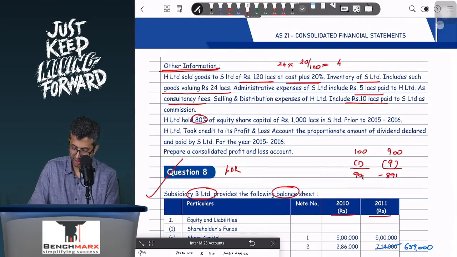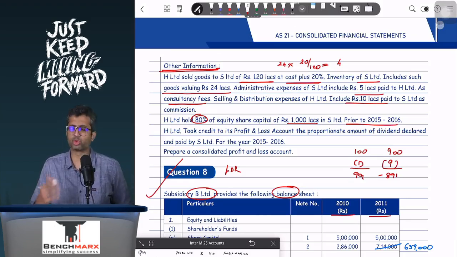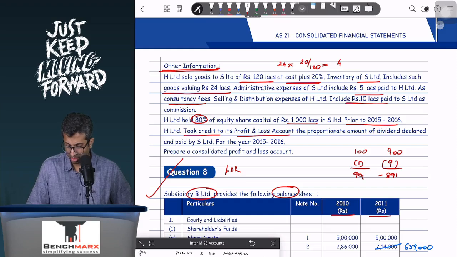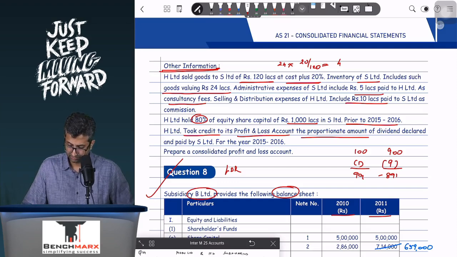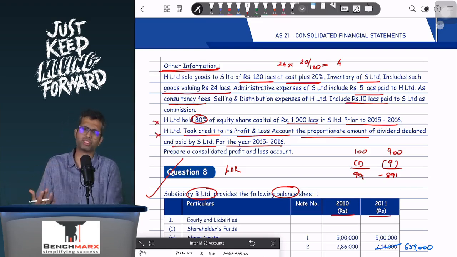H holds 80% of equity shares of 1000 prior to 15-16. That's fine. 20% is belong to minorities, but in P&L, Institute does not show anything for that. H took the credit in its P&L account for the proportionate amount of dividend declared and paid by S for the year 15-16. That is fine. Institute does not do any adjustment over here, so we will ignore the same. Ideally, you could have done an adjustment, but Institute has always ignored it, so we will do that.